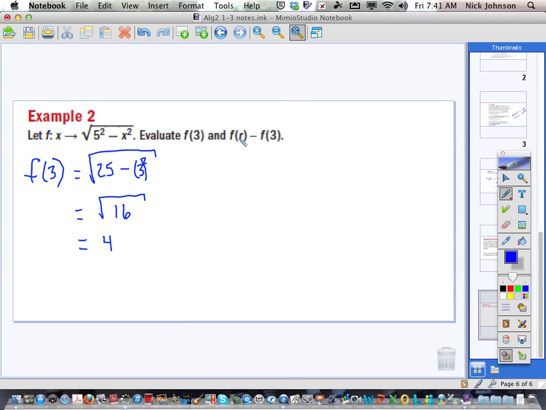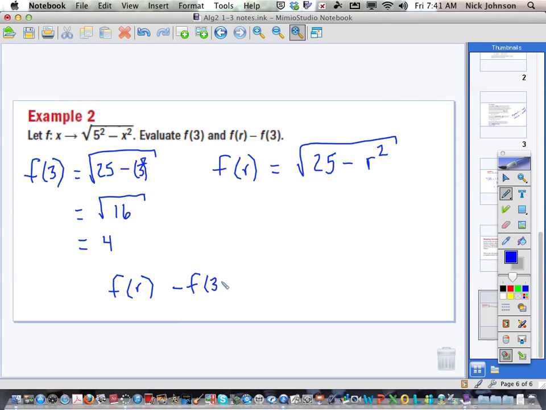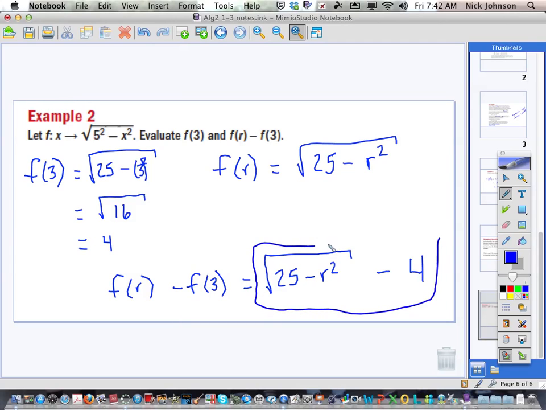Okay? We want to find f of r minus f of 3. Well, we already know our f of 3, right? Let's find our f of r. This just means wherever I see an x, I'm putting in the letter r. So this is going to equal the square root of 25 minus r squared. Okay? To find f of r, we can't do anything more with this because we don't know the value for r. To find f of r minus f of 3, all I simply do is take f of r, which is the square root of 25 minus r squared, and I'm going to subtract f of 3. F of 3, as we found out, was 4. And there is my answer.